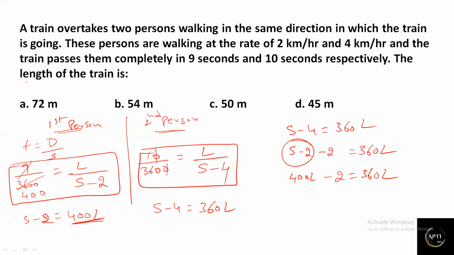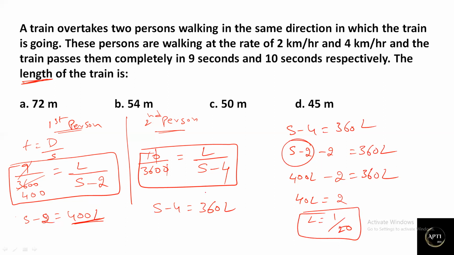What we need to find is the length of the train, right? That's the reason I have eliminated S. If they ask you to find the speed of the train, you need to eliminate L. Quite simple. So here 400 minus 360 will give you 40L is equal to 2. L is equal to 2 by 40, which means 1 by 20.